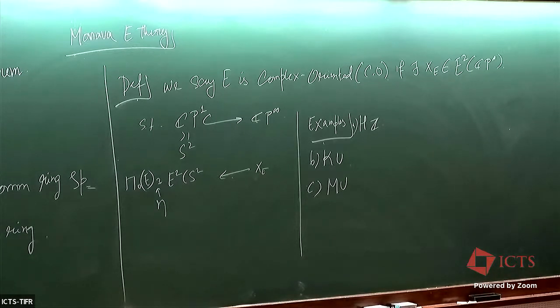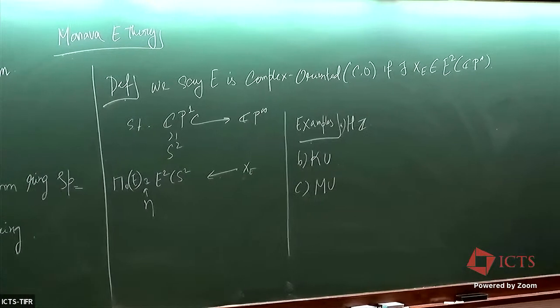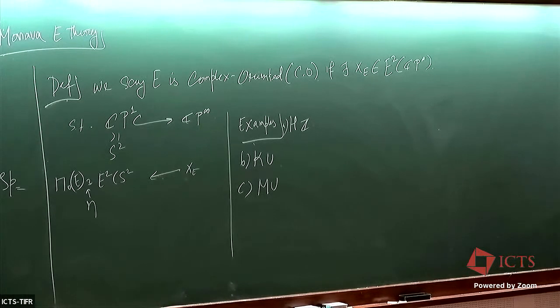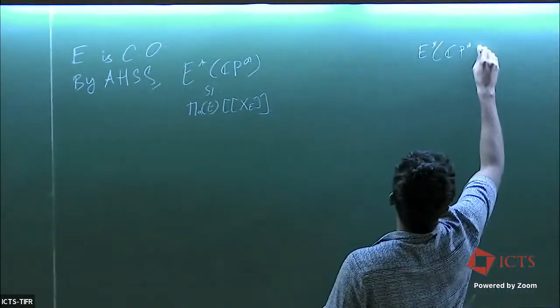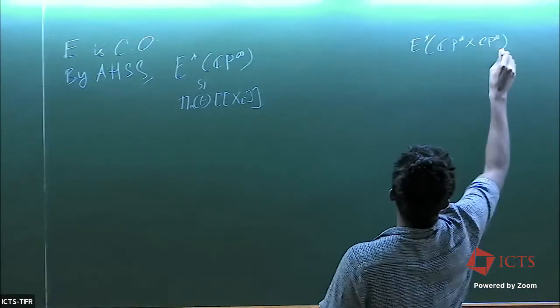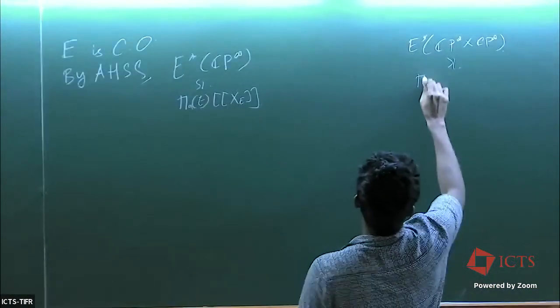So E is complex oriented, and by the Atiyah-Hirzebruch spectral sequence, one can show that E star of CP infinity is just pi star of E with a power series ring in XE.